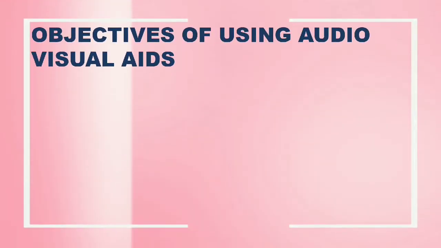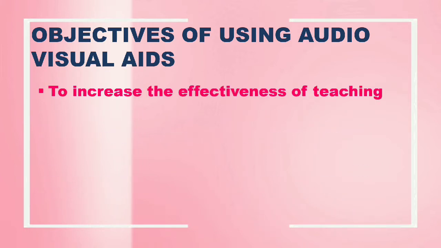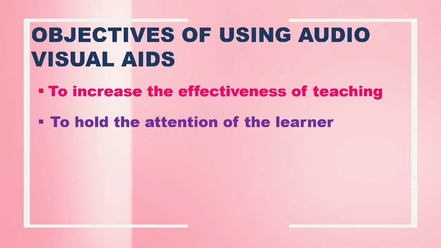What are the main objectives of using audiovisual aids? First, to increase the effectiveness of teaching. Audiovisual aids allow students to learn more new things with the help of advanced technology, especially in the class activities, assessments, research, and proposals. Second, to hold the attention of the learner.